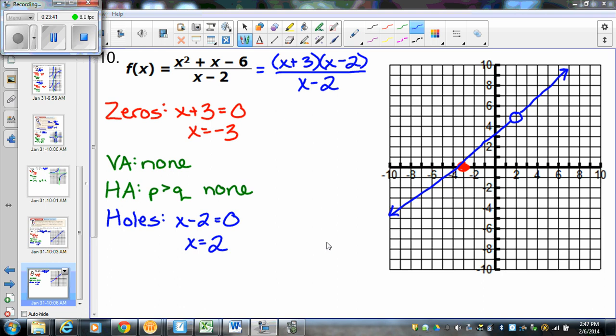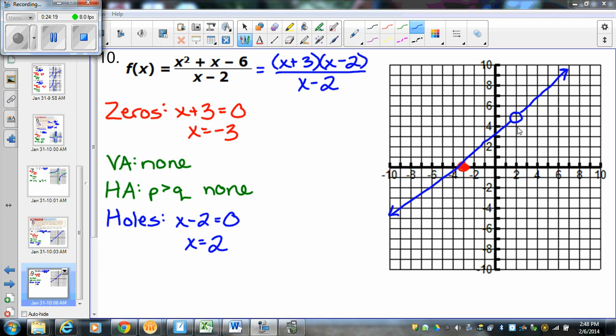Okay, so this should be your finished product. When you factor f of x, it factors into (x plus 3)(x minus 2) over (x minus 2). You'll notice that we do have a common factor of x minus 2, which is going to create our hole down here at x equals 2. The non-common factor in the numerator, x plus 3, is where we get our zero from at x equals negative 3. Because I have no uncommon factors in the denominator, I don't have any vertical asymptotes. And because the degree of my numerator is greater than the degree of my denominator, I don't have any horizontal asymptotes. So I have a zero at negative 3, and I have a hole at 2.